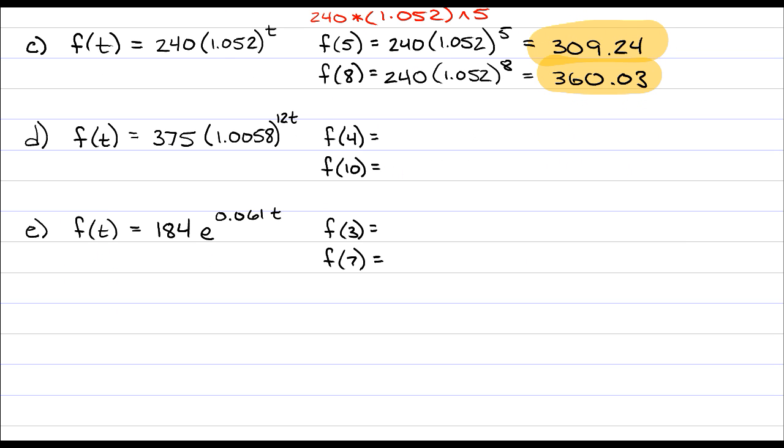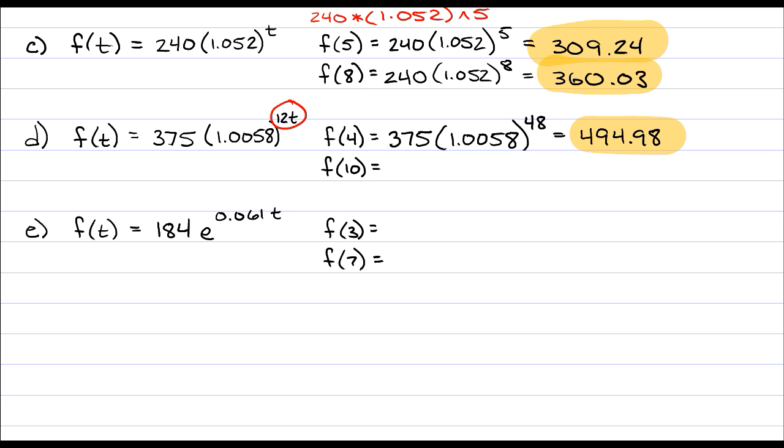D is another example where my exponent is not simply a variable. It's a little more complicated than that. So whatever I plug into this function, I first have to multiply that by 12, and the result is what I'm going to use as my exponent. So when I plug in 4, for instance, I'm going to get 48 as my exponent. So this is going to give me 375 times 1.0058 raised to the 48. Okay, go ahead and plug that into the calculator and confirm that you are able to get 494.98.